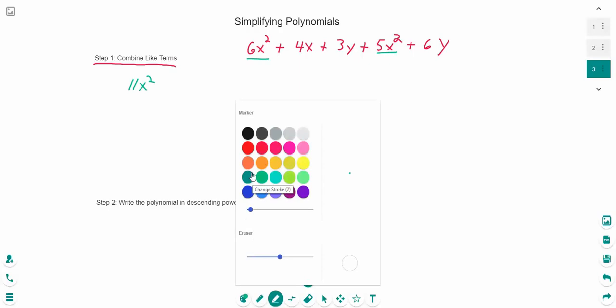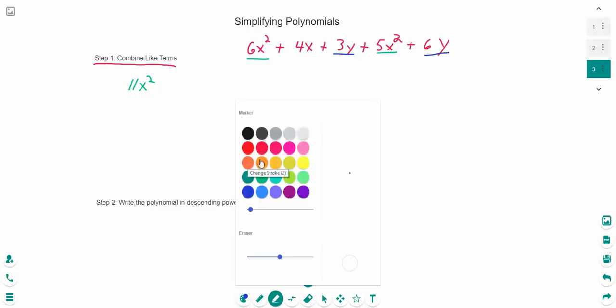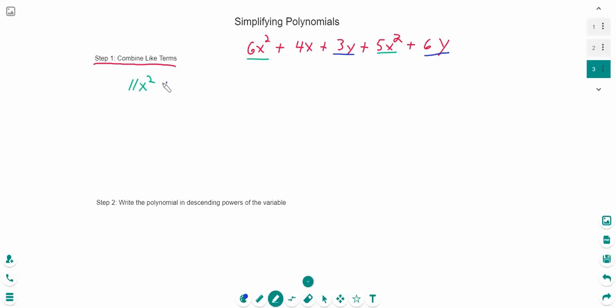And then I also see a 3y here and a 6y here. Those are like terms. We can combine those, and that's going to give us 9y. And then finally, we have what's left over. We just have this positive 4x term, so we'll tack it on at the end, like so. All right, and now we've simplified it. That's as easy as it gets. We've just combined our like terms. That's step one. Now what's step two?